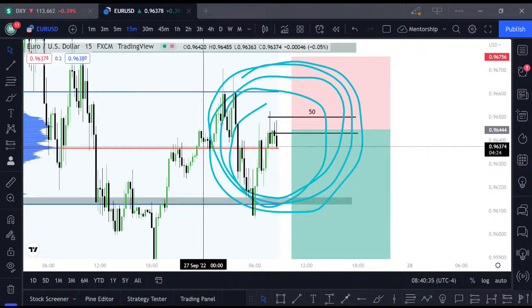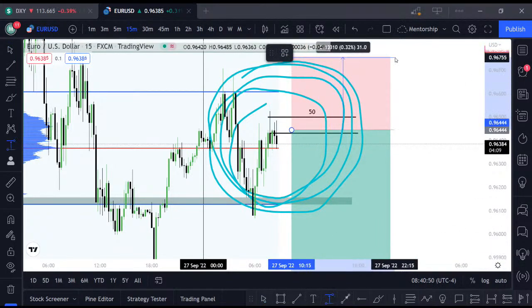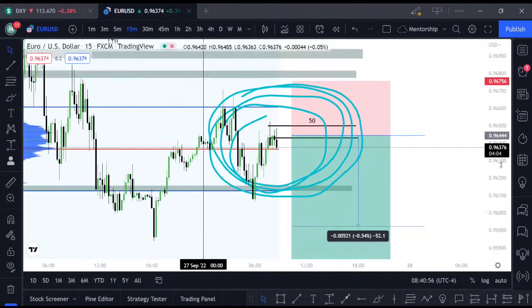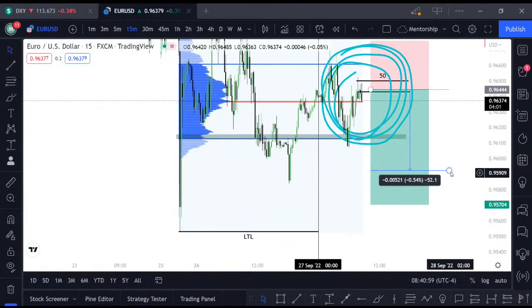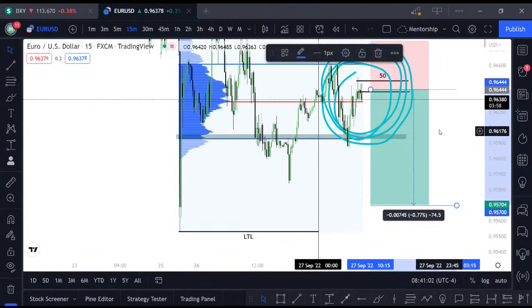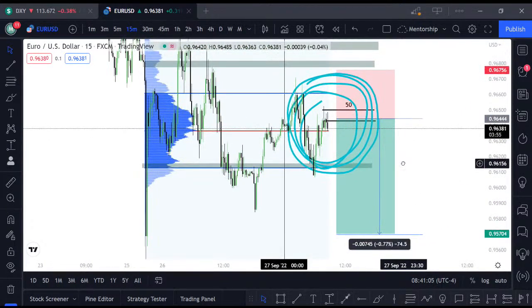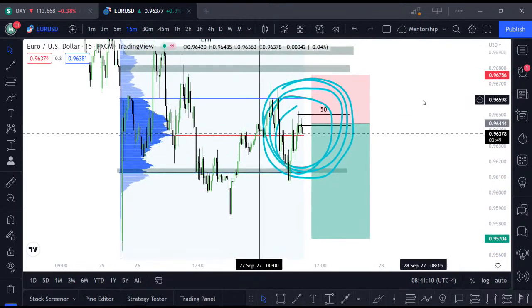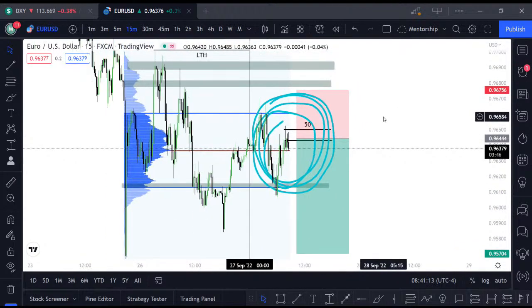Remember to use a stop loss. I can afford to lose here. How many pips are these? I can afford to lose 31 pips. I am risking 31 pips because I'm targeting this low here for 70 something pips. So it is a 1-to-1 risk to reward ratio. Remember to use a stop loss.